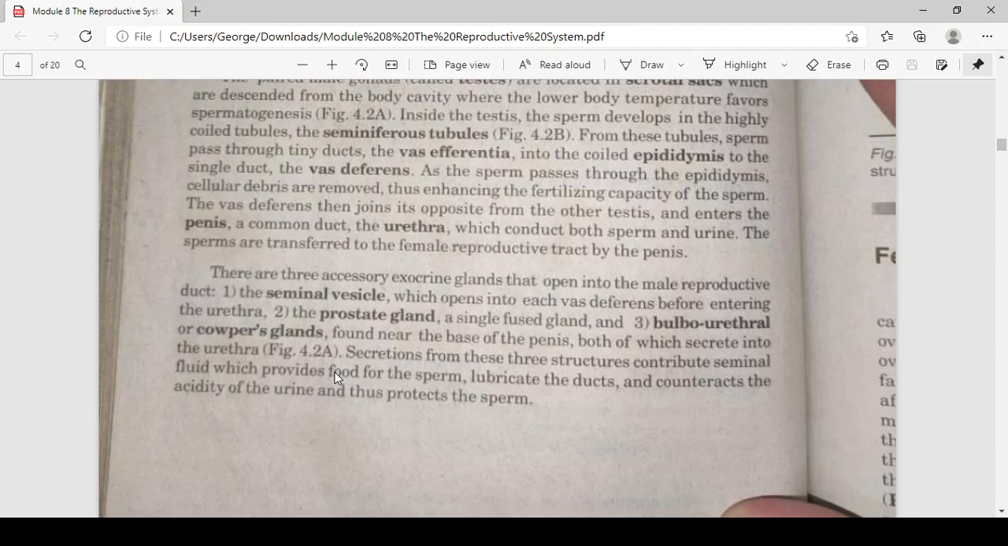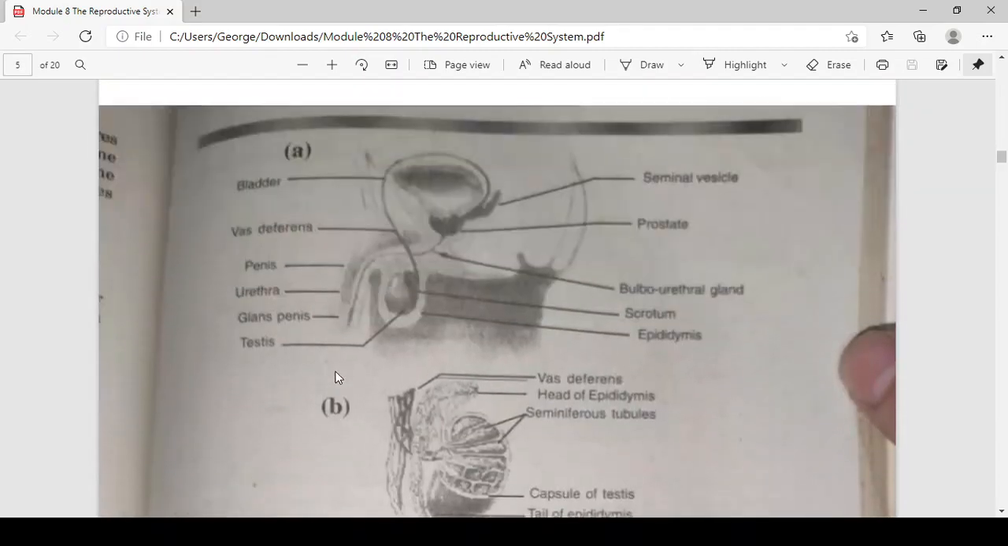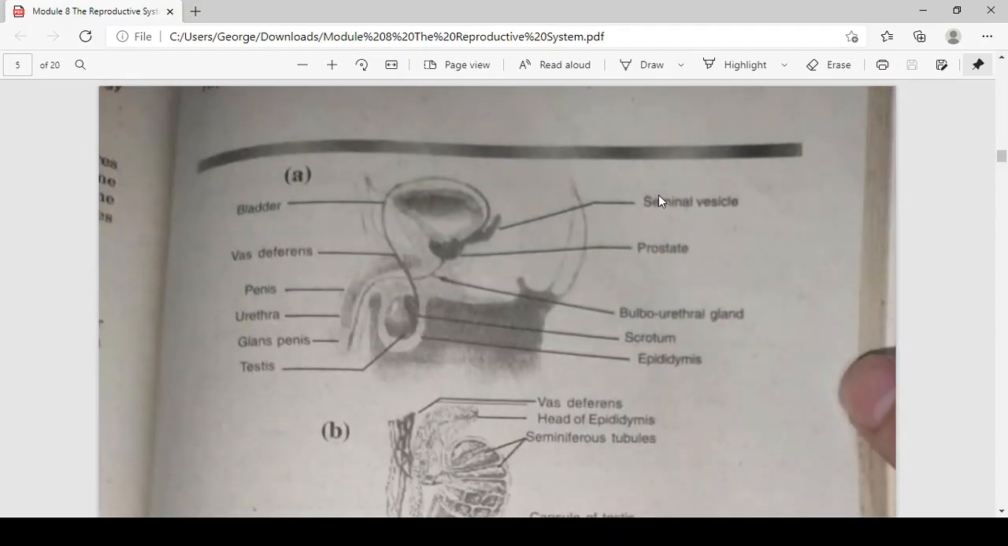This is the picture of where your penis is and where it goes, from the seminal vesicle through your prostate, through the vas deferens to the bulbourethral gland. Then it passes the sperm into your penis and finally to your urethra and glans penis.